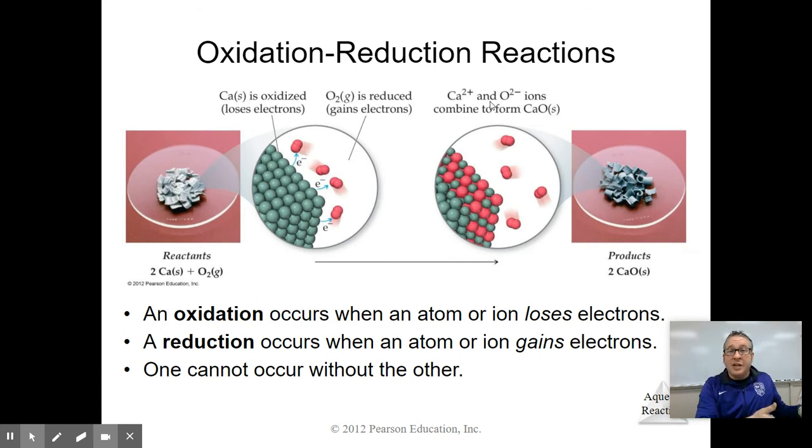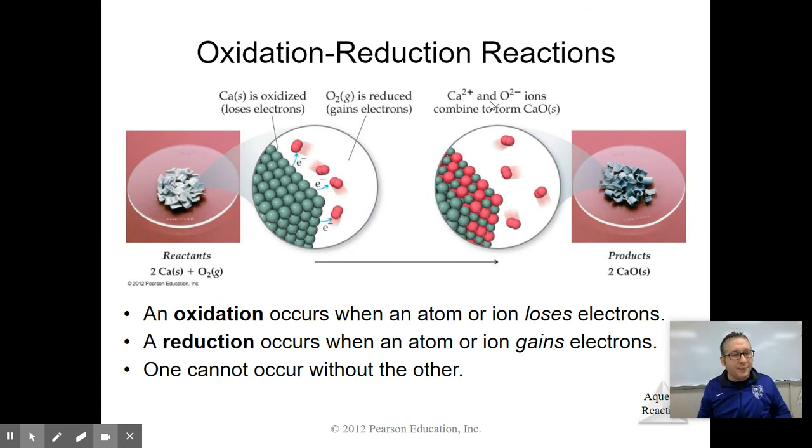So calcium was oxidized because it lost electrons, because it went from a 0 to a 2 plus, and oxygen was reduced because it went from a 0 to a 2 minus. Now, I keep saying charges and oxidation numbers. For the most part, oxidation numbers are going to match fairly nicely with the ionic charges that we've seen in previous chapters. Not all the time, and there's a simple solution to figure out what that oxidation number will be.